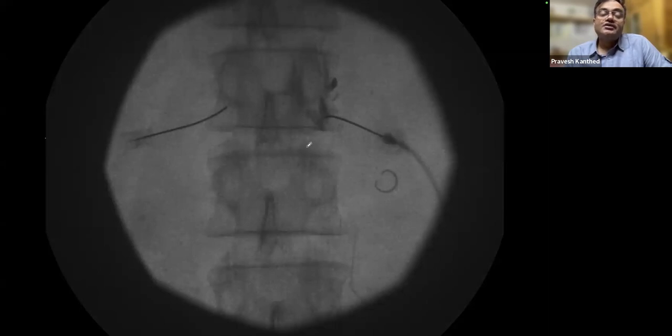Okay. So now this is the problem which I was talking about, that if you do it in static fluoroscopy, this is going to be the issue. You will feel that wow, you did such a wonderful job. No, but when you do it in live fluoroscopy, then you will appreciate that this is going intravascular as well.